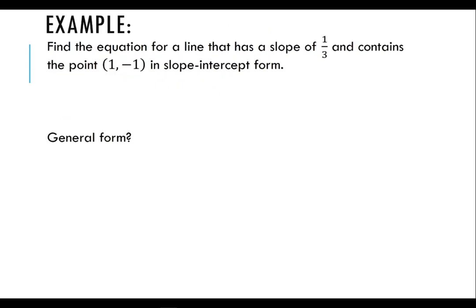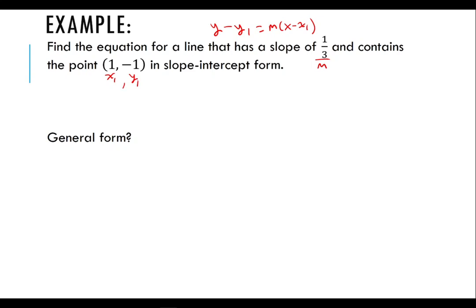Now we want to find the equation for a line that has a slope of 1/3 and contains the point (1, -1). So this one, we don't get the y-intercept. We get a point, we get a slope. We probably want to use point-slope form: y minus y1 is equal to m times x minus x1. And so specifically, my m is 1/3, and this is x1, y1 right there.